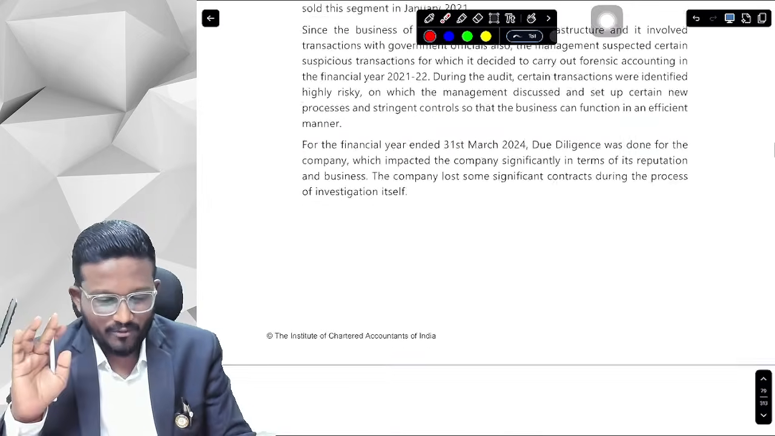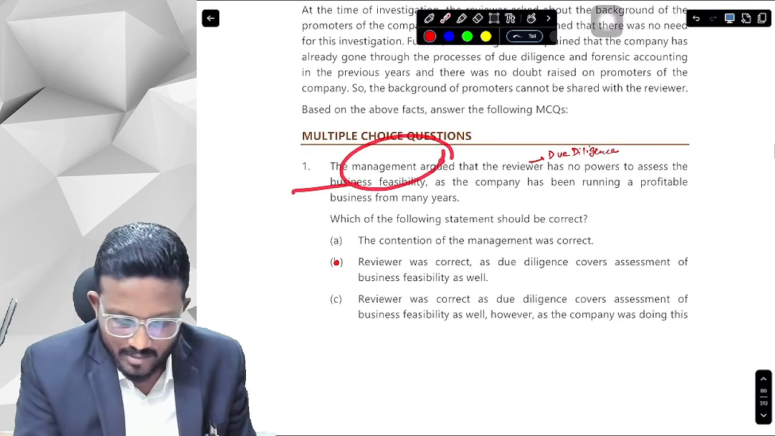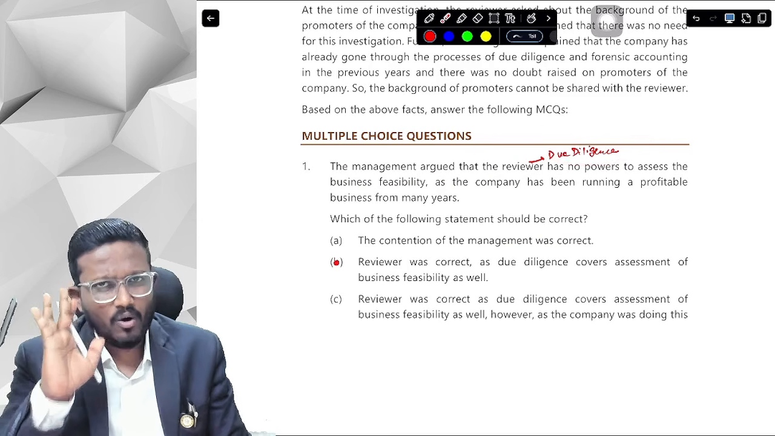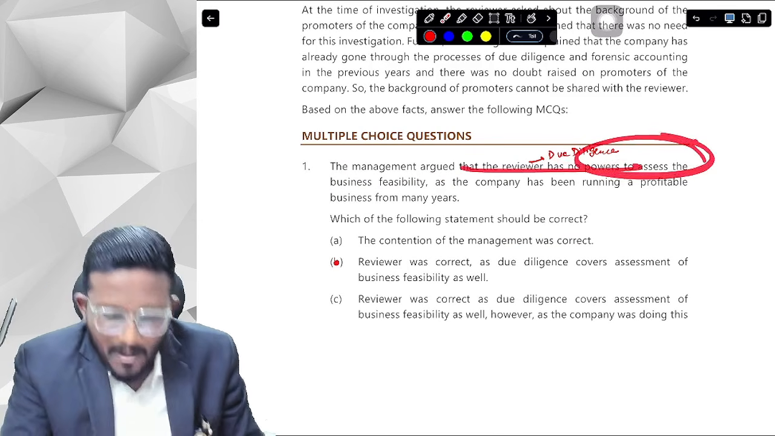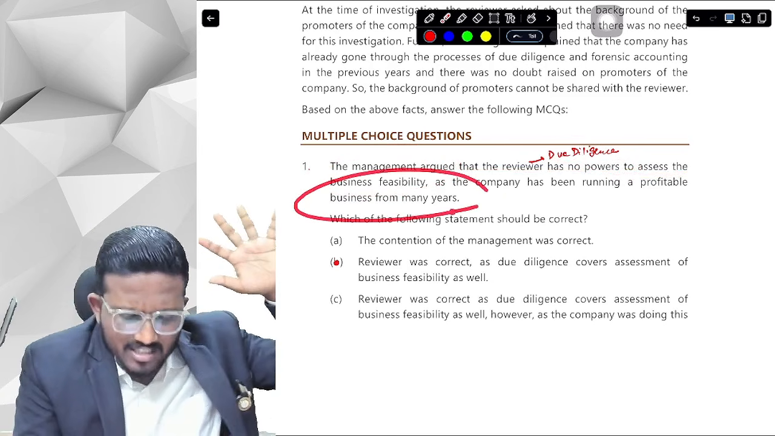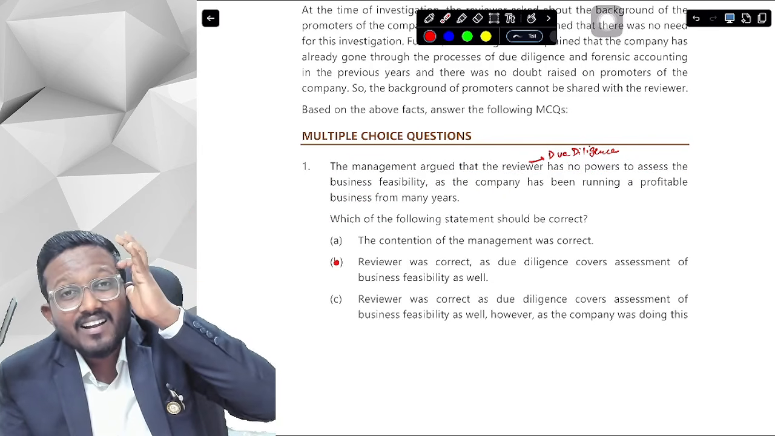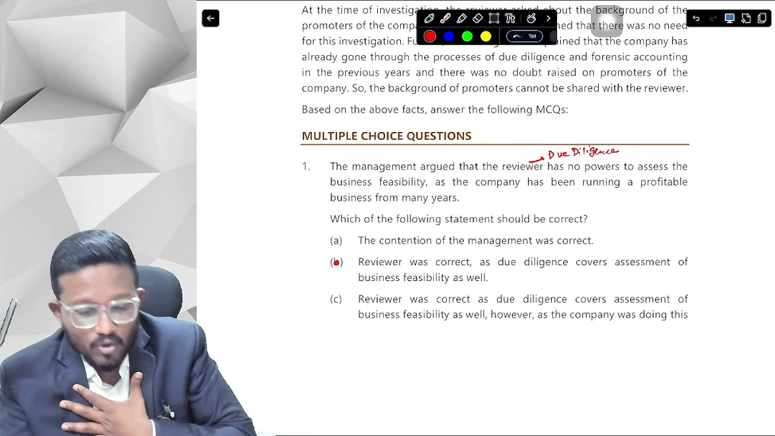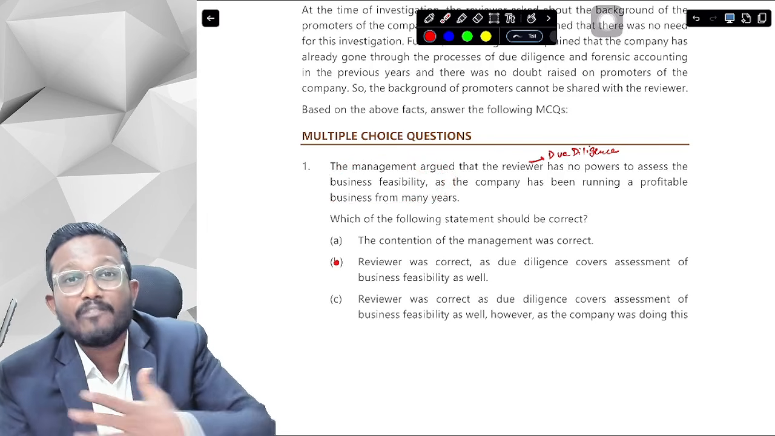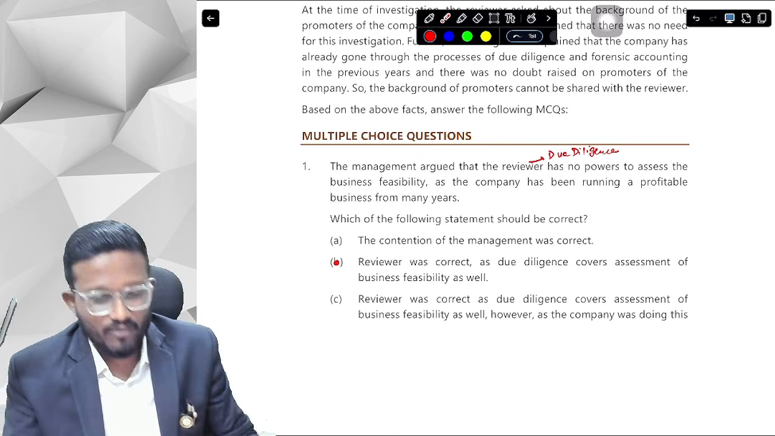Let's do case scenario number 14. What does it say, sir? First of all, the management is arguing that the reviewer has no power to assess the business feasibility, because the company has been running profitably for many years. There is a due diligence review going on. Is this correct, sir? As a due diligence reviewer, can I review the business feasibility of the company? Yes, I can review. It is my choice, my life, my rules. I want to review the business feasibility.